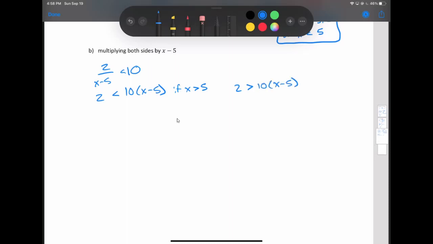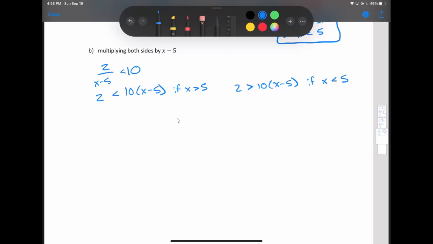This, by the way, is hugely confusing. For those who are a little bit lost, I will tell you that this inequality stuff with rational functions is probably one of the hardest things we're doing in the course. So you'll be happy to know that it doesn't get much worse than this. And that's if x is less than 5.